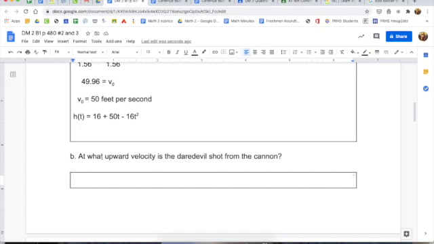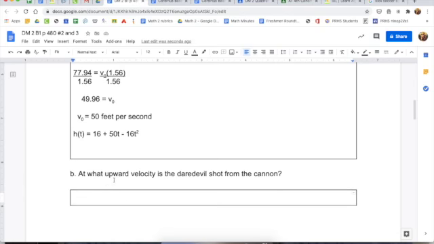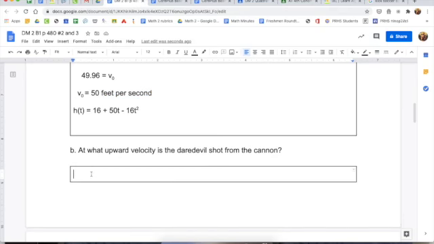The answer to this question, what upward velocity is the Daredevil shot from the cannon, that's what I just found here. I guess I jumped the gun a little bit and did everything in one step. What this question is asking for is what's the velocity? And it's 50 feet per second.